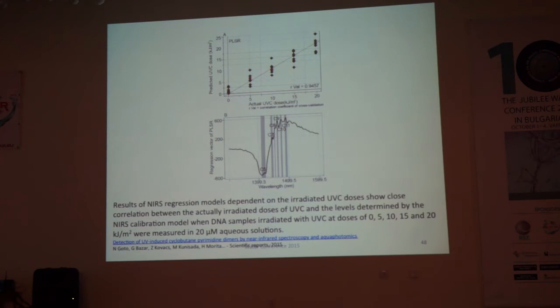Now, this is a model, a beautiful correlation between the UV dose from 0 to 20 kilojoule per square meter. And look at this, what happens? Reverse. UV light is ordering water molecules. UV light is making water structure. It is making more hydrogen bonds in water and less non-hydrogen bonded water.